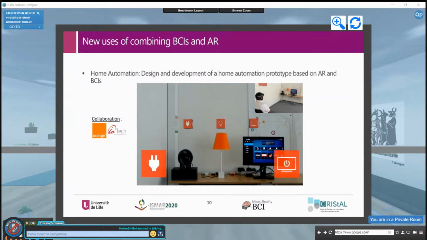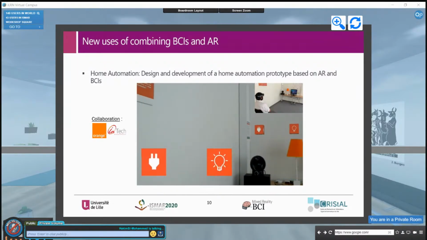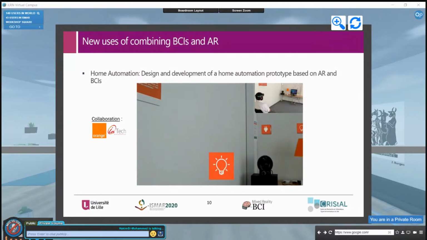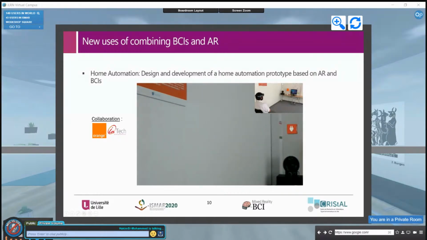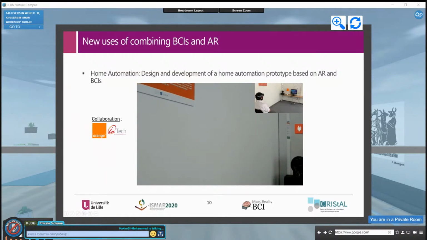And we conducted another study in collaboration with a tech company in France, the Orange Group, who came to us and wanted to explore the feasibility of introducing augmented reality and BCI in order to interact with a smart home environment. So here we developed a prototype where the user could manipulate different home appliances using SSVP.